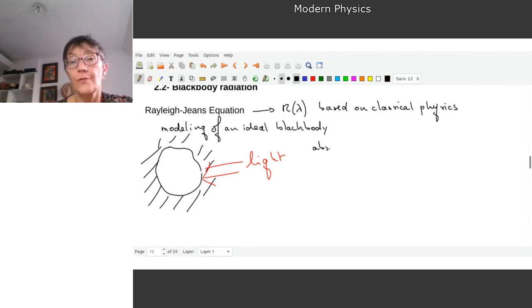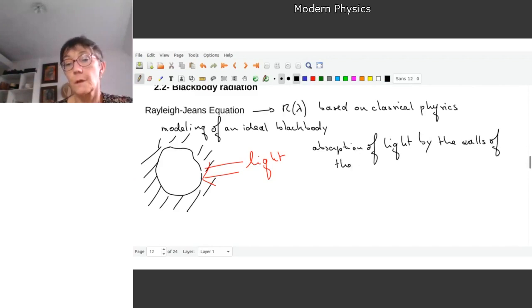So you have absorption of light by the walls of the cavity. And so you will have this effect I already explained, that the energy transported by the light will be used by the material to heat up, and you will have also this interaction between the light and the electrons, and so they will emit light. Sometimes it will go back outside the cavity.